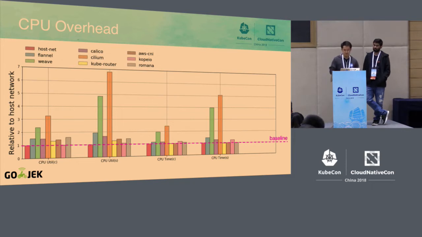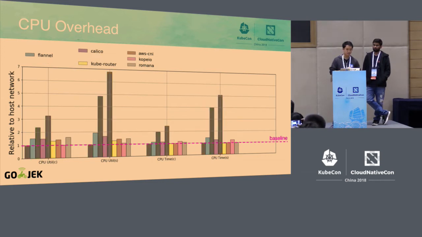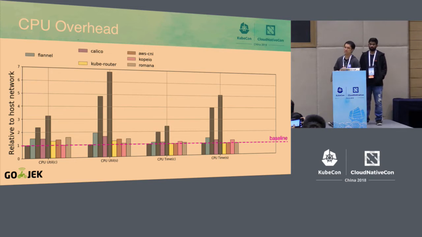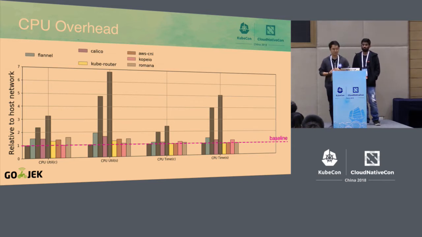As you can see here, most of the plugins, in fact all of the plugins, introduce CPU overhead, but it varied, the least is around 10% to 40%, because obviously CNI plugins need to allocate some IPs from IP pools, they need to do encap, decap, and they need to talk to the AWS VPC API, for instance, for AWS CNI and Romana, etc.